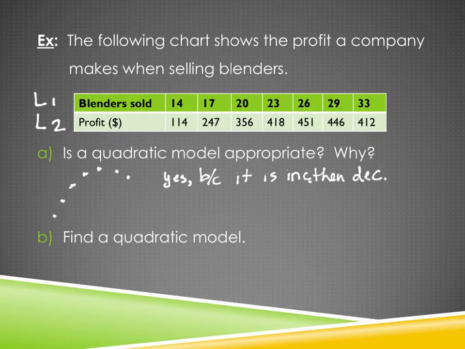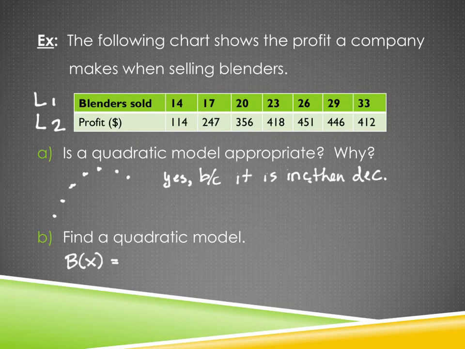Your data is already in, so you're going to go on the regular screen, Stat Calc, and it's option number 5, QuadReg. Make sure you're telling it to put it into Y1 and calculate it. We're doing blenders, so we'll call it B of X. You can call it whatever you want. You could call it P of X if you want to do profit, or you can just call it F of X all the time.